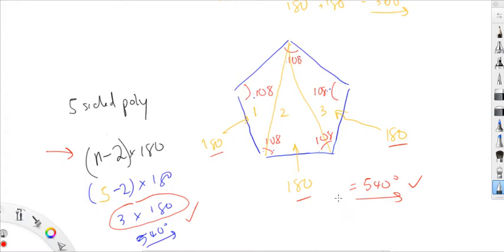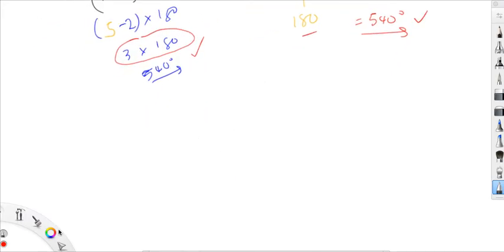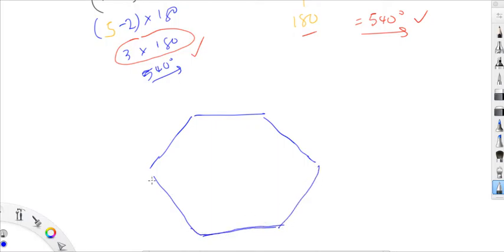So it is right. So it's to do with the triangles, right? How many triangles you can make. If you want, have a go at the hexagon, 6-sided polygon, like that, and then like that. There you go. And have a go at this. Try and find the number of triangles, and then apply the rule.